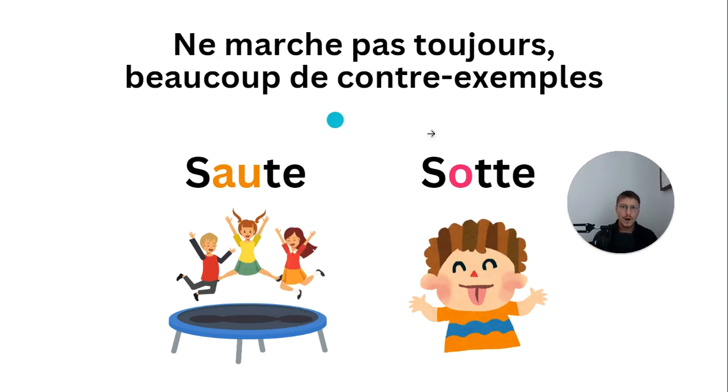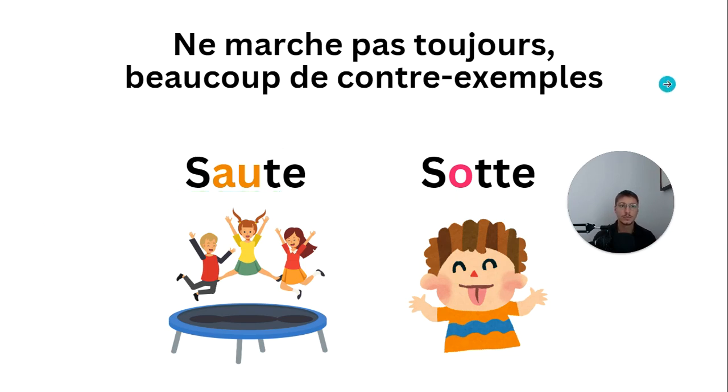En vrai, ça ne marche pas toujours. Il y a beaucoup de contre-exemples. For this one, way more than last time, there are a lot of counter-examples, a lot of cases in which it doesn't work. For example, in French, we have the word saute, which means to jump, et saute, which means like a fool. Okay? Donc, saute, saute, they both exist, they have different spellings and different meanings.